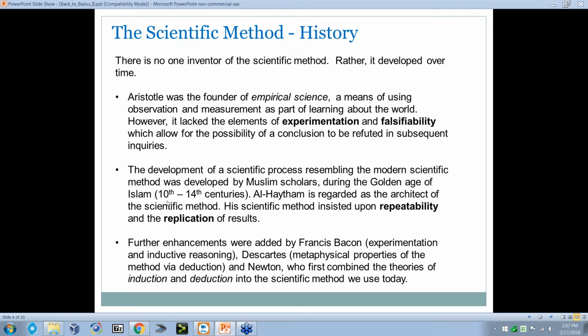Development of a scientific process resembling the modern scientific method was developed by Muslim scholars during the golden age of Islam, and that was 10th to 14th centuries. Al-Haytham is regarded as the architect of the scientific method. His scientific method insisted upon that repeatability and replication.